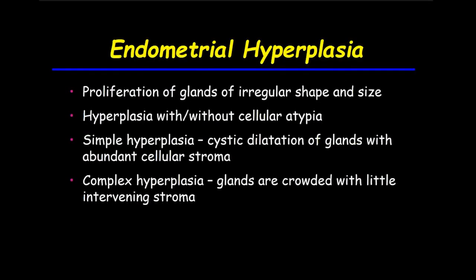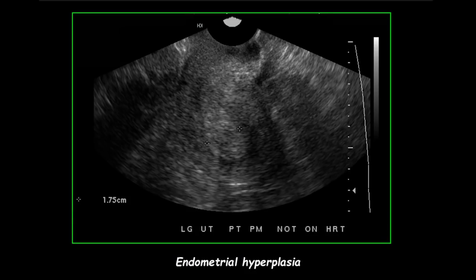Endometrial hyperplasia is the proliferation of glands of irregular shape and size, and there may or may not be cellular atypia. Transvaginal ultrasound in a postmenopausal woman demonstrates endometrial thickening measuring 18 millimeters, confirmed to be endometrial hyperplasia.